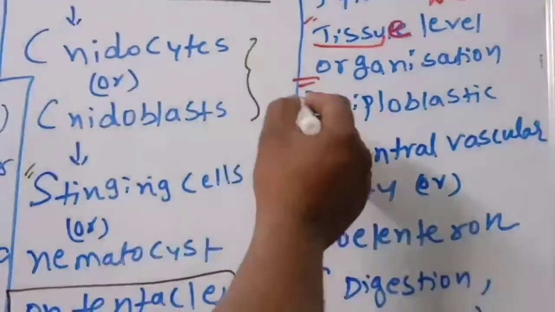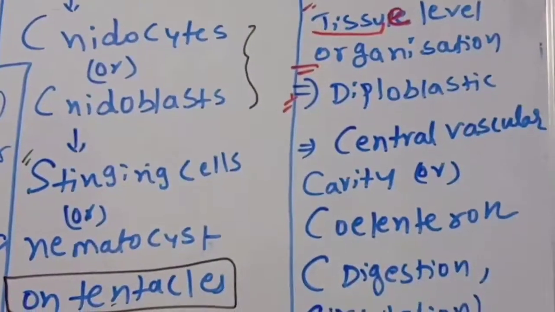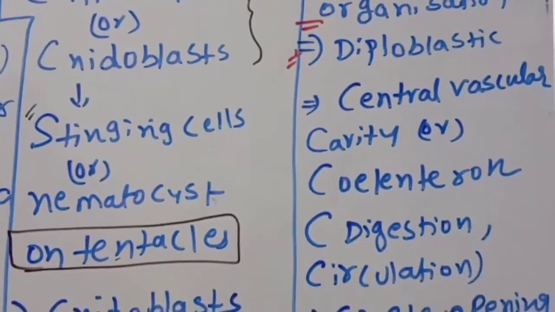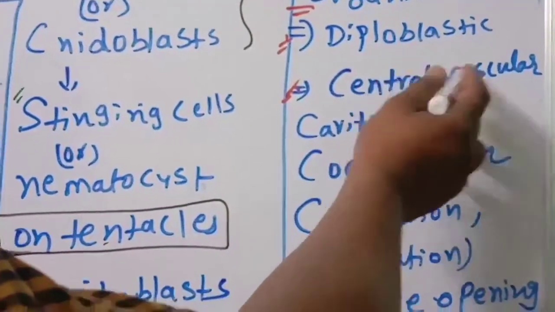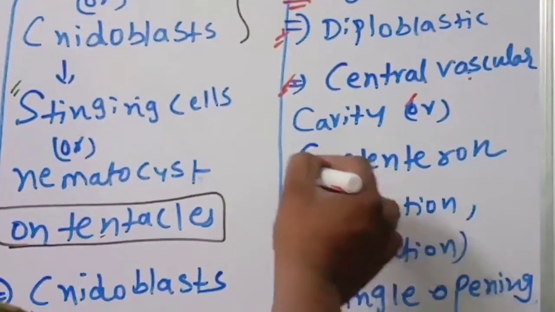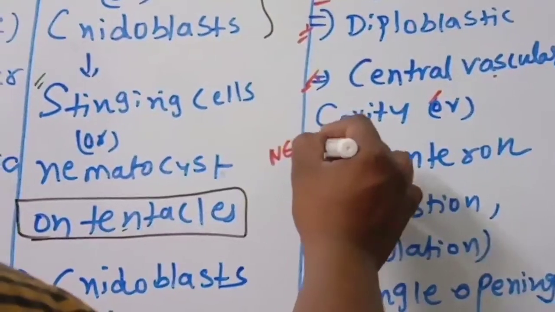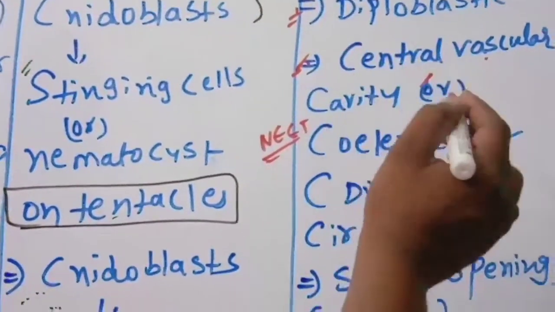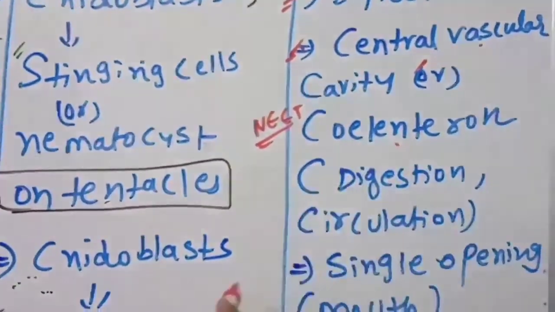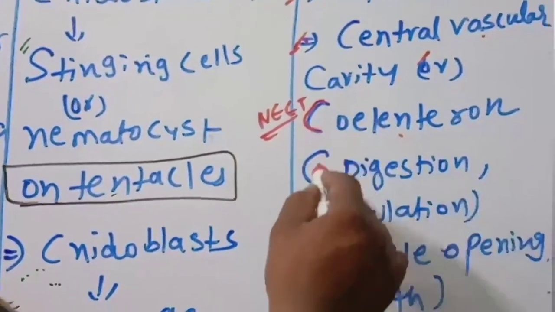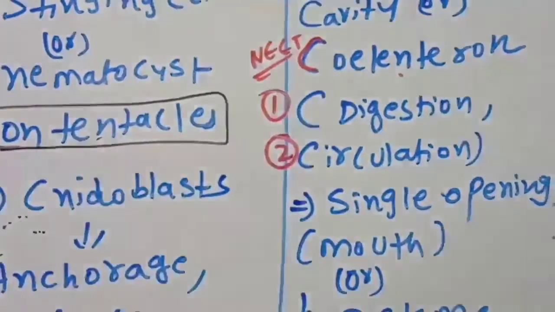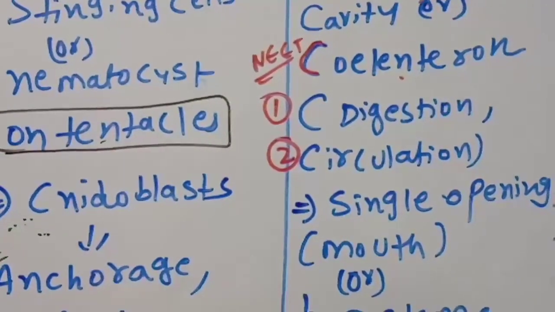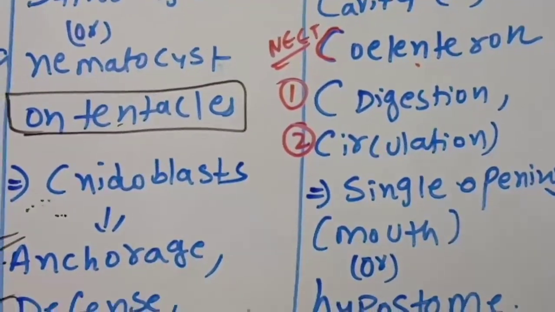Next, they have two germ layers. Diploblastic means what? Ectoderm and endoderm. They have a central cavity, a central vascular cavity, another NEET bit. What is the central vascular cavity? Another name is coelenteron. What are the functions of the coelenteron? Mainly digestion, and number 2, circulation. For digestion and circulation, that central vascular cavity is helpful.